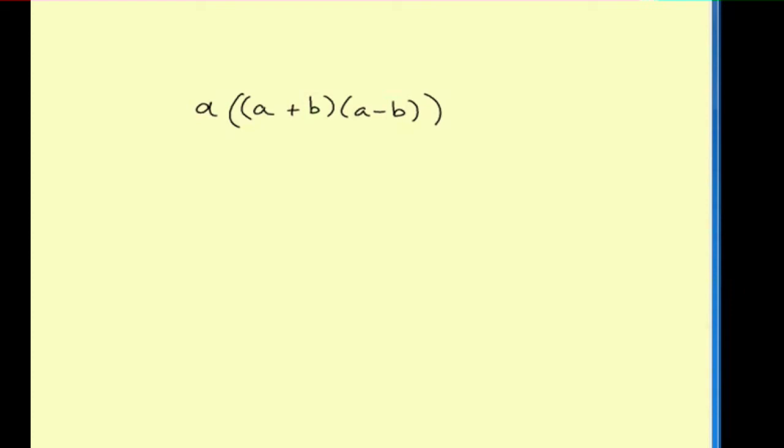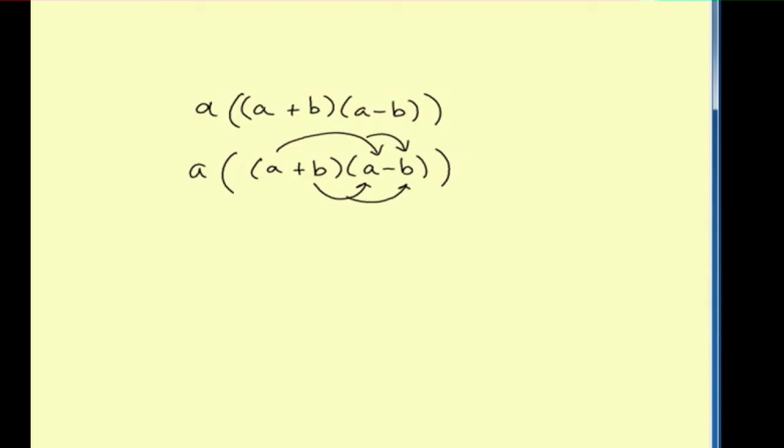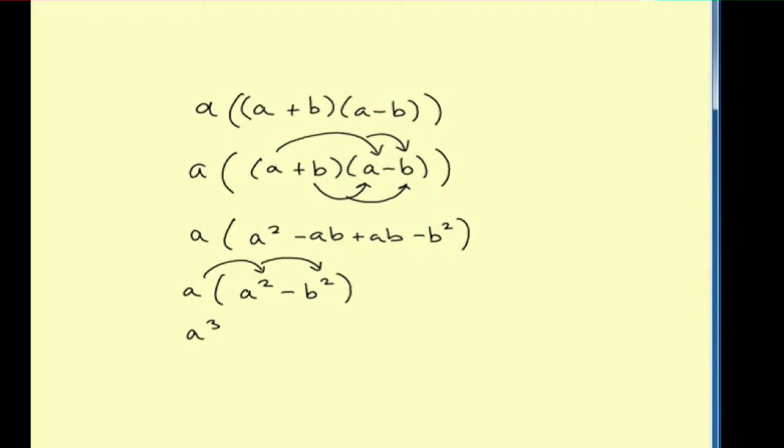Just to prove that this works, we'll expand the brackets. So expanding the inside brackets, just put some arrows in there to indicate the multiplication sequence. So we get a brackets a squared minus ab plus ab minus b squared. So that results in a brackets a squared minus b squared. And then expanding that, we get a cubed minus ab squared.